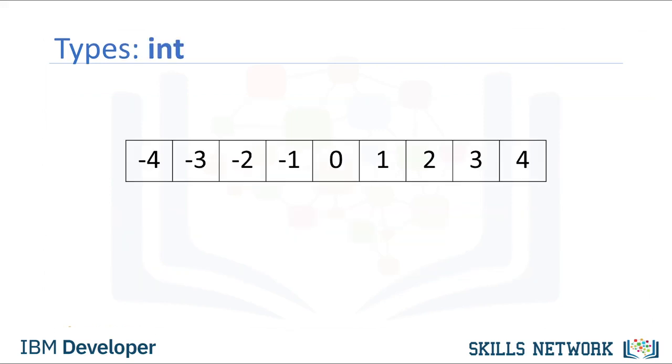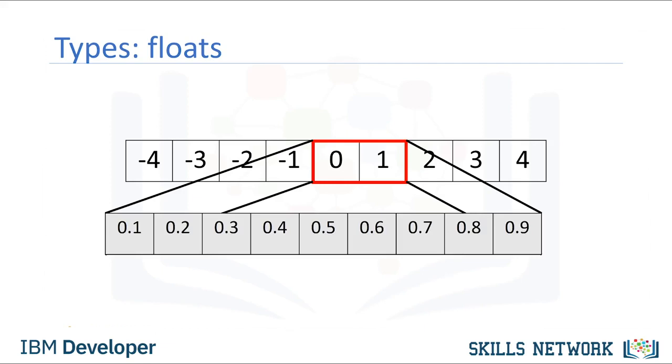Here are some integers. Integers can be negative or positive. It should be noted that there is a finite range of integers, but it is quite large. Floats are real numbers. They include the integers but also numbers in between the integers. Consider the numbers between 0 and 1. We can select numbers in between them.